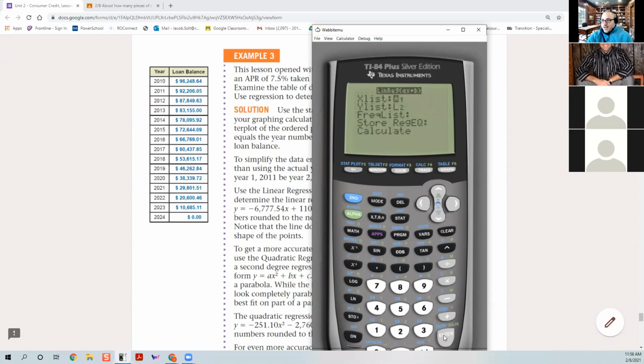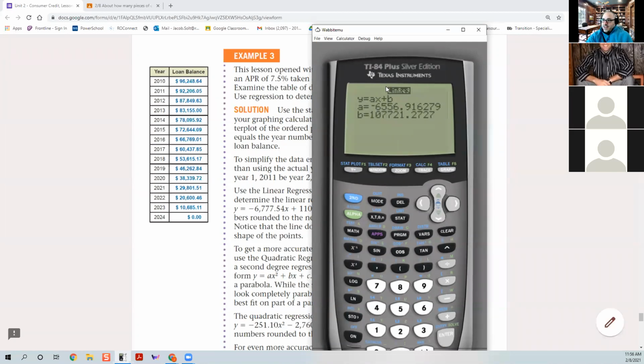What this is going to do for me is calculate that line. So I want my X list to be list 1, and my Y list to be list 2. Everything else is fine, I'm not going to change anything else. I'm going to go down to calculate, press enter. And there we have something interesting.